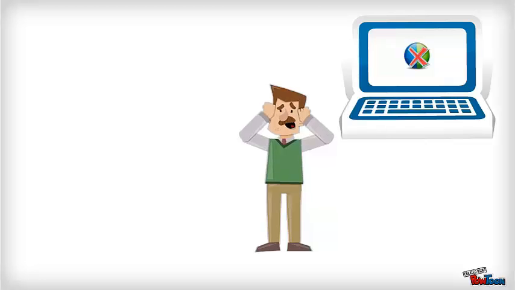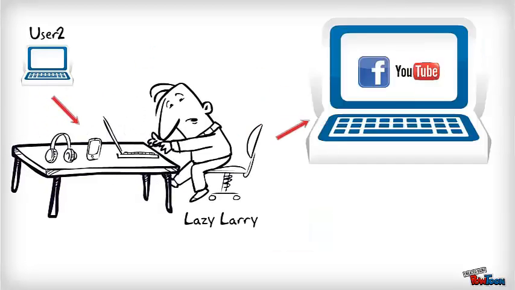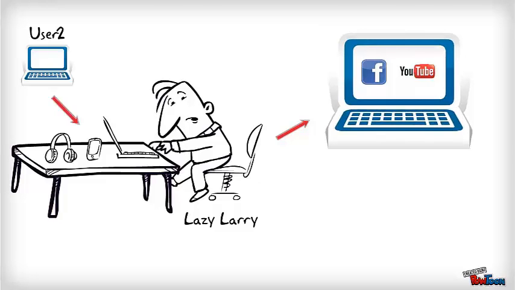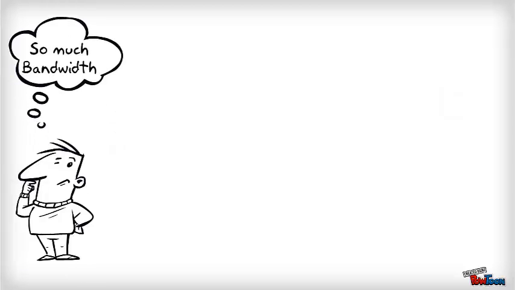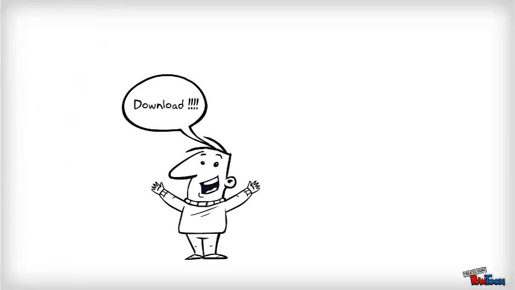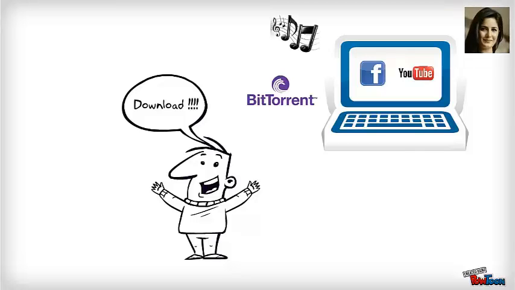On the other hand, we have lazy Larry. He might not update his manager with the status, but he never forgets to update his Facebook status. Larry realizes the potential bandwidth his company has to offer. So he puts it to the best use that he can think of. He starts downloading using illegal means and downloads music, movies and games.